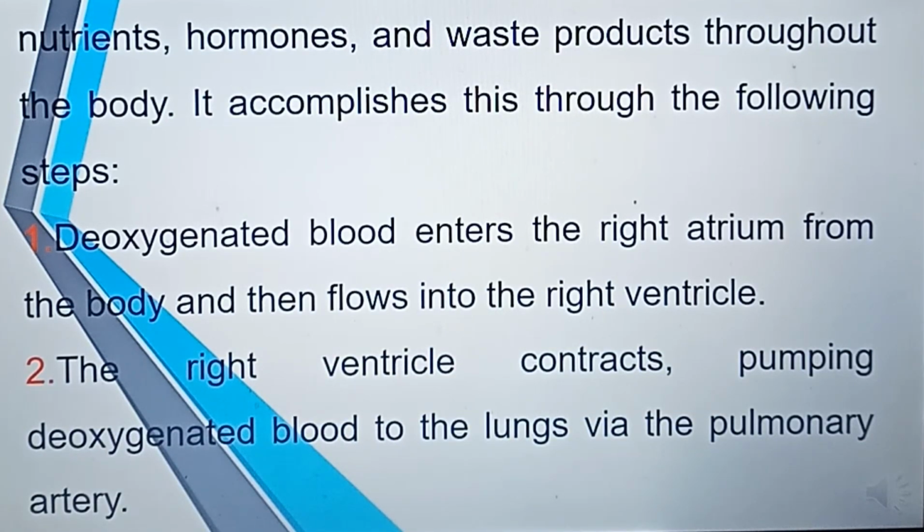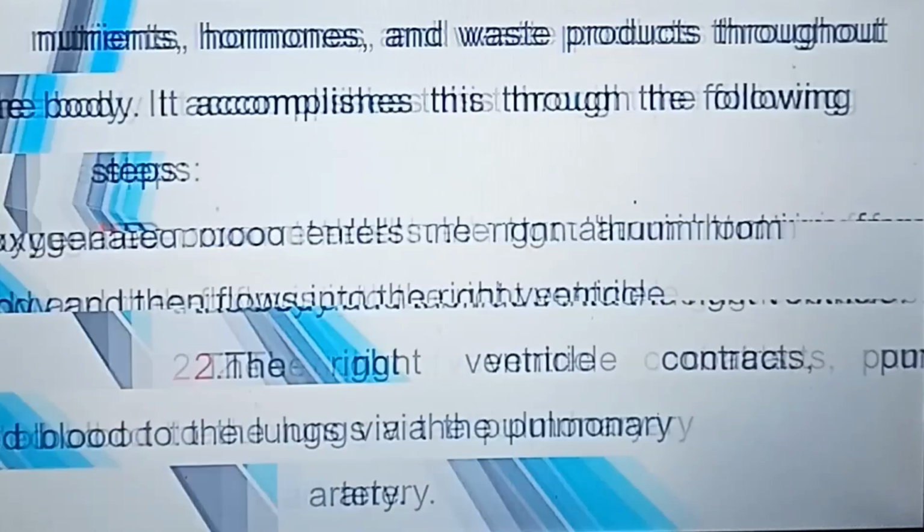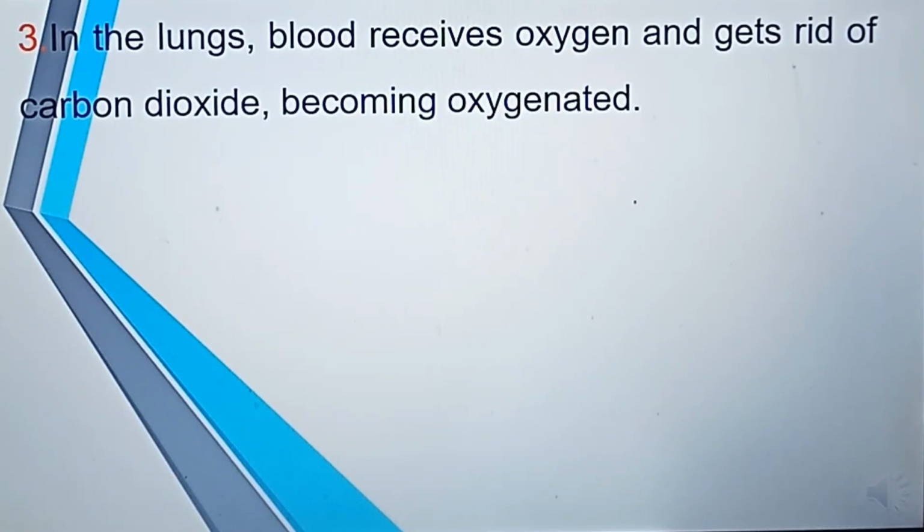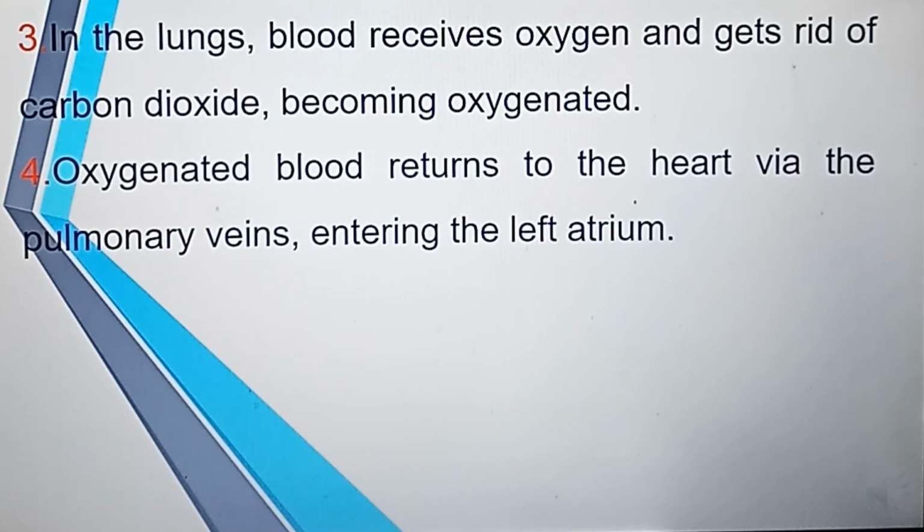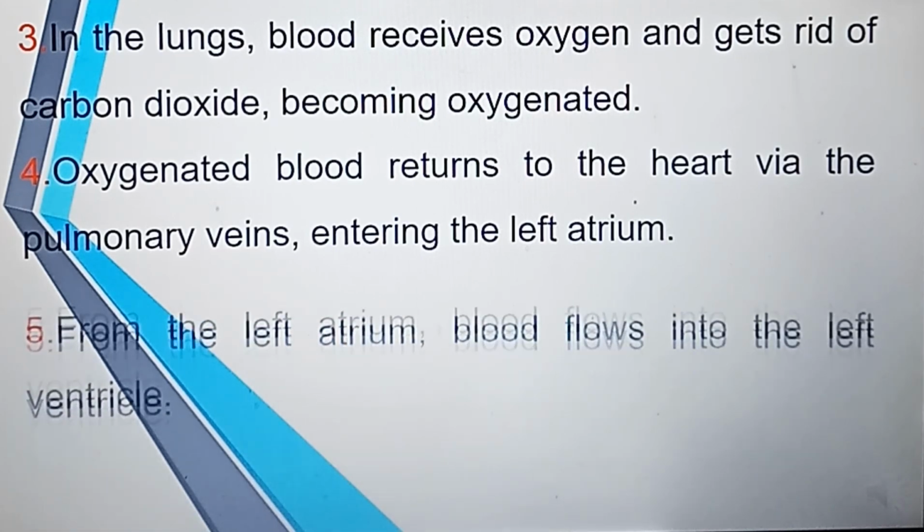Number 2. The right ventricle contracts, pumping deoxygenated blood to the lungs via the pulmonary artery. Number 3. In the lungs, blood receives oxygen and gets rid of carbon dioxide, becoming oxygenated. Number 4. Oxygenated blood returns to the heart via the pulmonary veins, entering the left atrium.